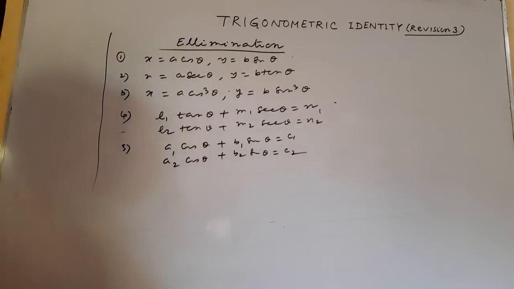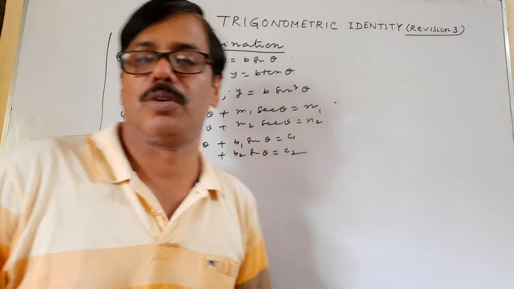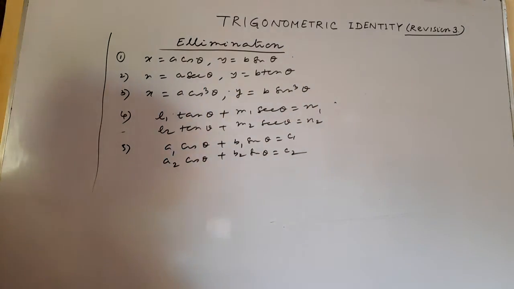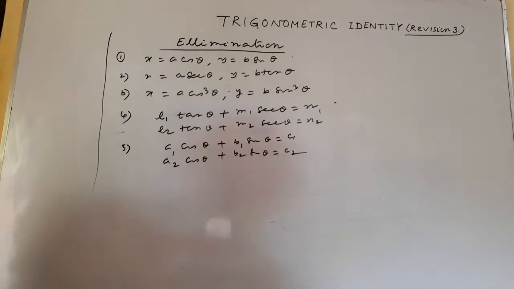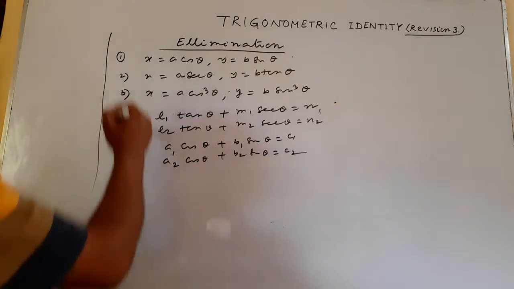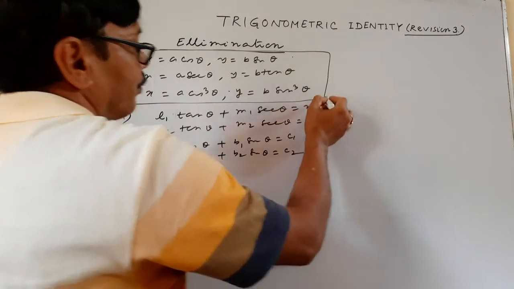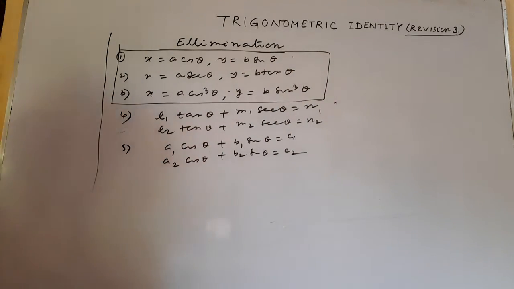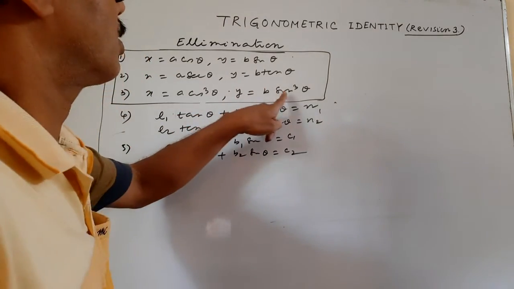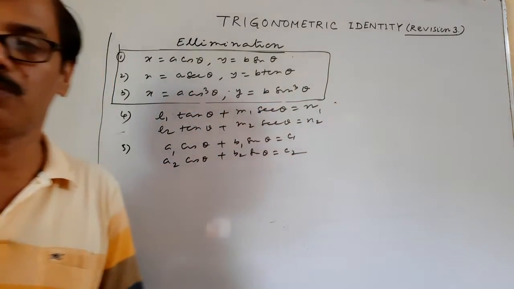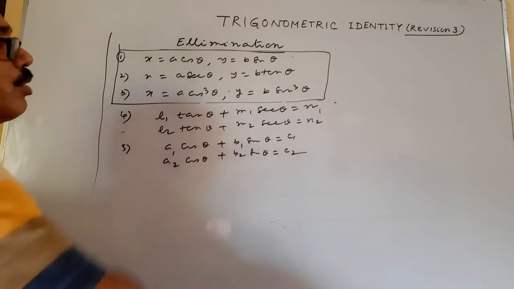Elimination. These are also very simple problems of class 10. So you have to eliminate theta using an identity. So 1, 2, 3 are very simple 1-mark problems. This is involving cos and this is involving sine. So what is our motto? To find a trigonometric identity using sine and cos.